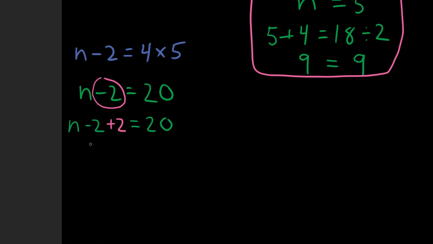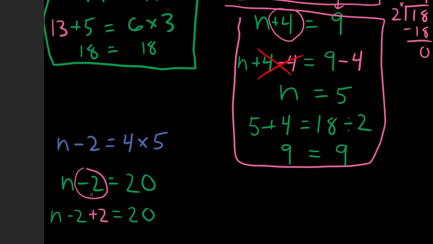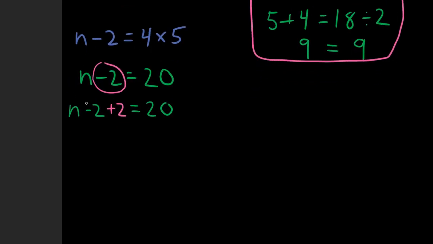Let's say you owe me $2, and then I gave you $2. So how much money do you owe me? You owe me nothing, right? 0. Same thing here. By doing the minus 2 plus 2, I am canceling out this plus 2 minus 2. So this cancels out, and all I'm left with is n. So n equals 20.